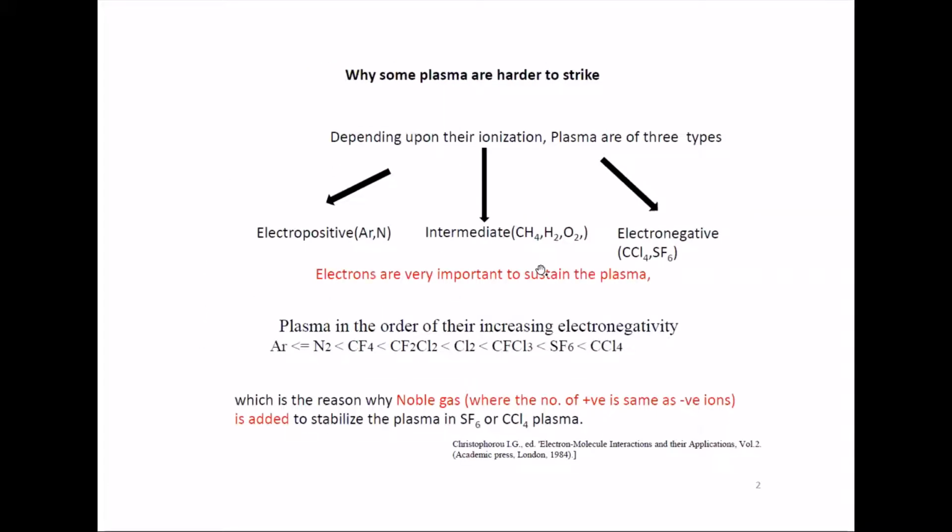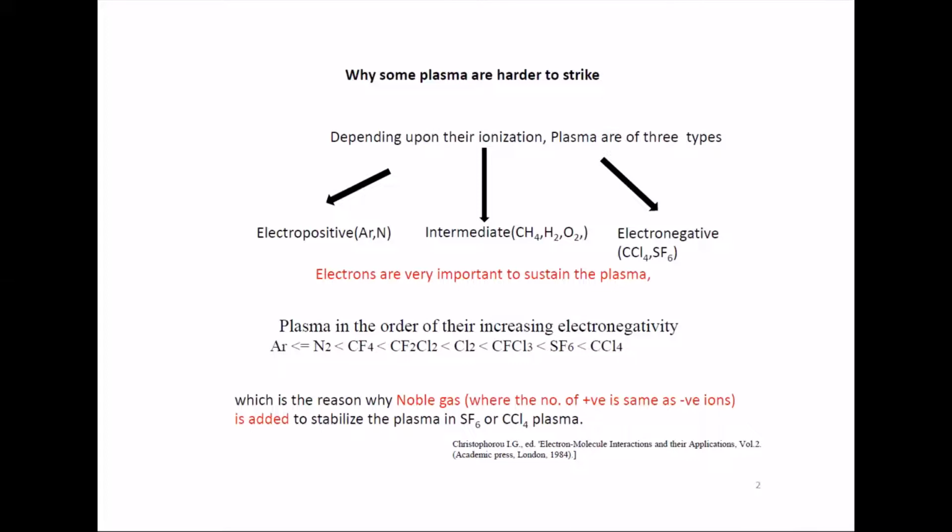Now, again, an interesting question is why some plasmas are hard to strike. Take the example of CCl4 or SF6 most probably. The reason is these plasmas are electronegative in nature, while argon and nitrogen are electropositive in nature. Remember that you need electrons to sustain the plasma. In the case of electronegative plasma, the negative ions take their place, and they are much harder to accelerate compared to electrons, so you don't get your plasma stable.